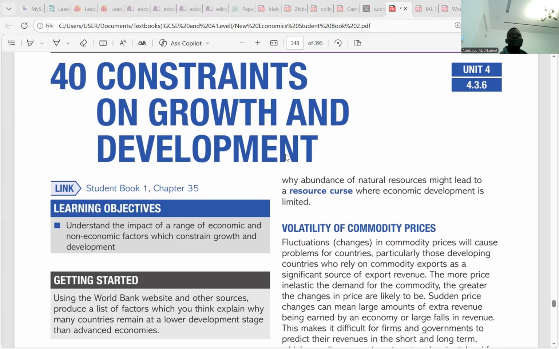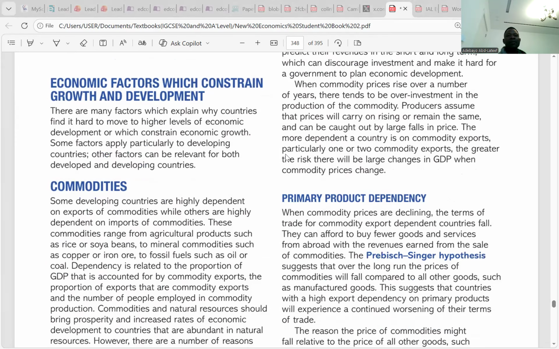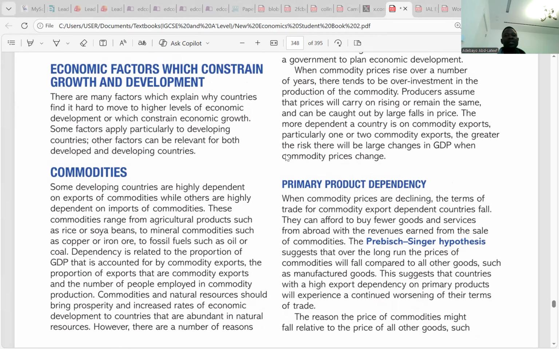So we have Economics chapter 40 today, constraints on growth and development. Economic factors which constrain growth and development. There are many factors which explain why countries find it hard to move to higher levels of economic development, or which constrain economic growth. Some factors apply particularly to developing countries. Other factors can be relevant for both developed and developing countries.